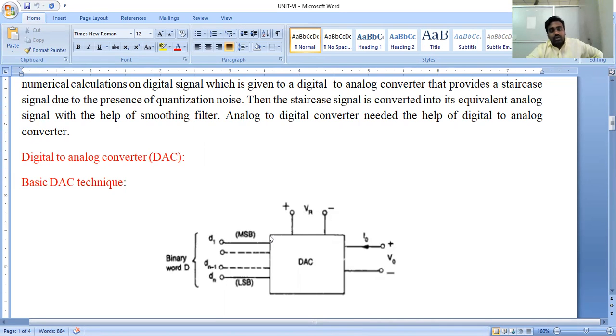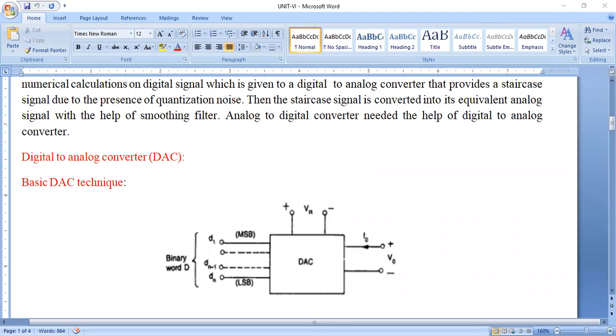V suffix R. And the binary word is analyzed with respect to D1, D2, up to Dn minus 1, Dn. So here the concept of analyzing the digital to analog conversion technique is very important. How is the conversion happening here? The concept of conversion with respect to the binary code and reference voltage.